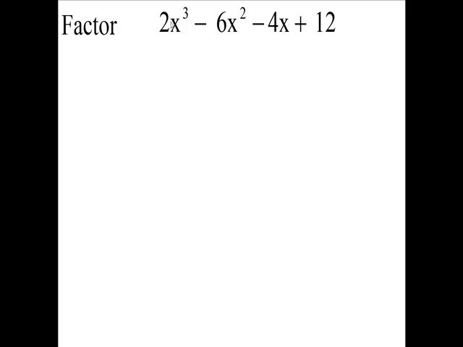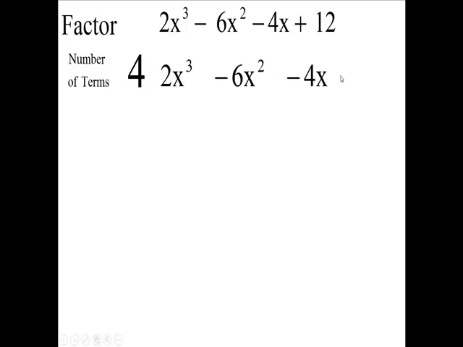Factor 2x cubed minus 6x squared minus 4x plus 12. Now the first thing we notice about this is the number of terms. We have 4 terms. Let me show you. 1, 2, 3, and 4 terms here. That's the first thing we notice about this. 4 terms. So it's not a trinomial or a binomial because we have 4 terms.